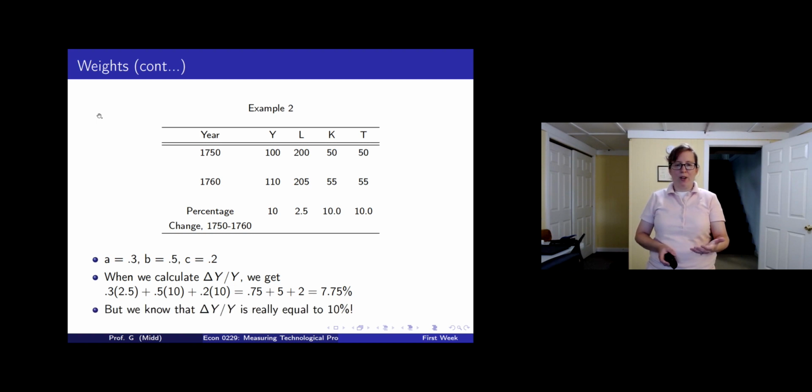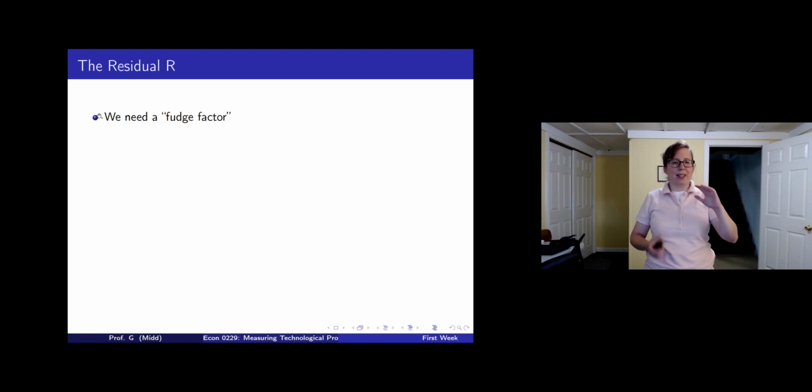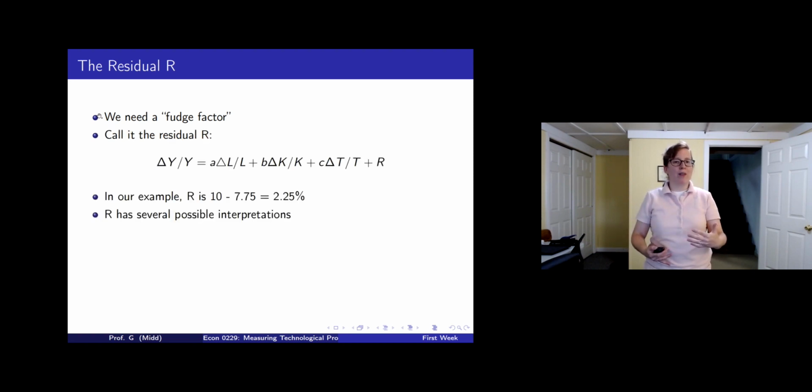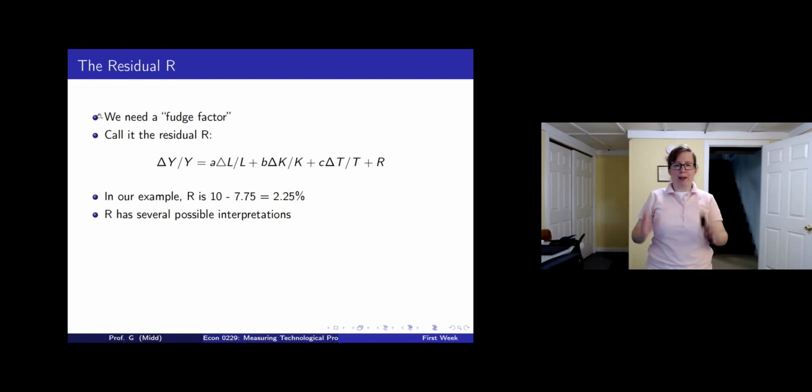But I thought we already knew that percentage change in output was 10%. It looks like the math doesn't work. It looks like I've done this wrong. Well, we need something that gives us a little wiggle room with these numbers. We need a fudge factor because indeed, sometimes in an economy or any closed system, you get out more than it looks like you should get given the change in the inputs. We're going to call this fudge factor the residual R. We are literally going to add it on to the end after our weighted percentage changes in inputs.